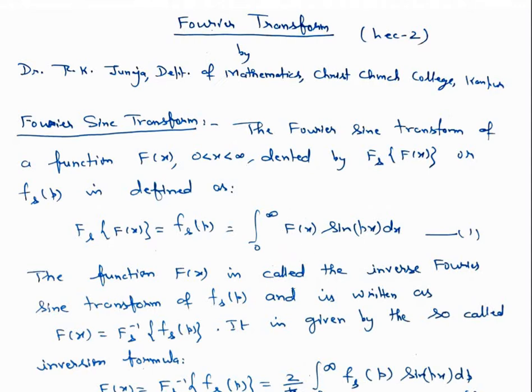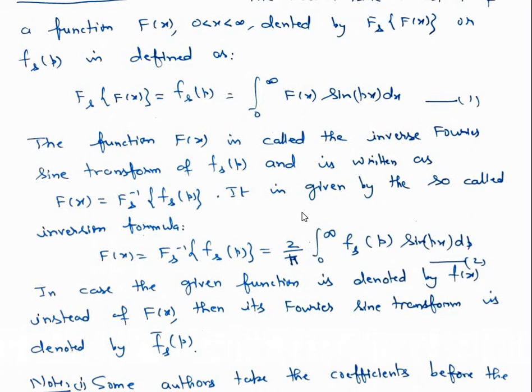The function F(x) is called the inverse Fourier sine transform of this function F_s(p), and we write it as capital F(x) is equal to F_s inverse of F_s, and it is given by the so-called inversion formula. F(x) is equal to F_s inverse F_s(p) is equal to 2 upon pi, integral 0 to infinity F_s(p) into sin px dp.